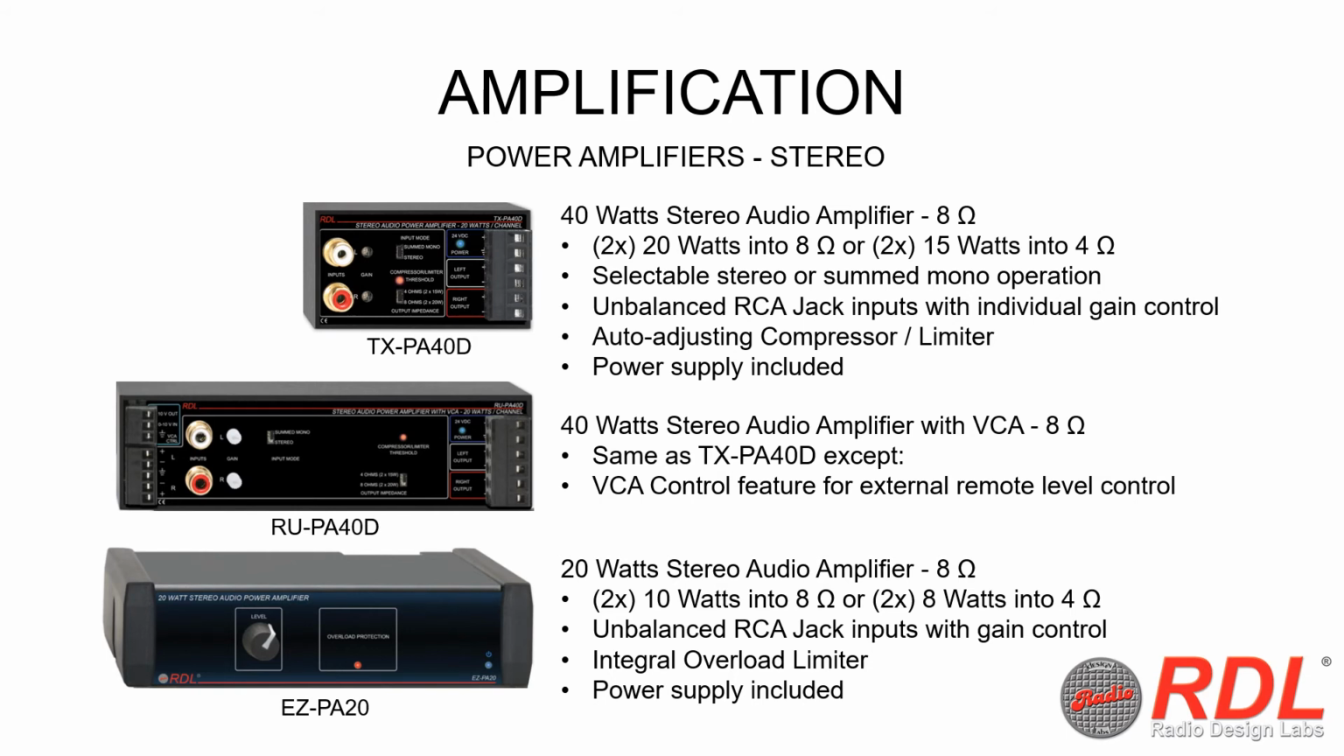The RUPA40D is a 40-watt stereo audio amplifier with a VCA feature. It has the same features as the TXPA40D, except it has a VCA control for external remote level control operation. The EasyPA20 is a 20-watt stereo audio amplifier that provides 2 times 10 watts into 8 ohms or 2 times 8 watts into 4 ohms. It has unbalanced RCA jack inputs with gain control, a built-in overload limiter, and the power supply is included.